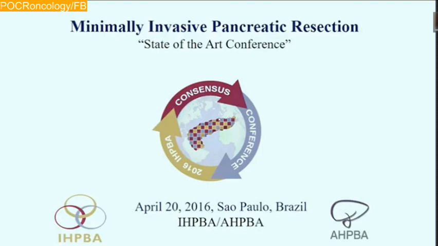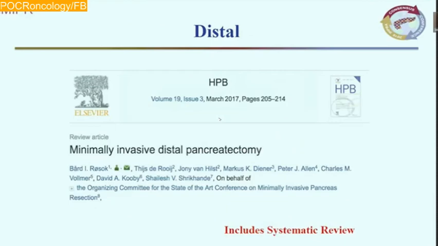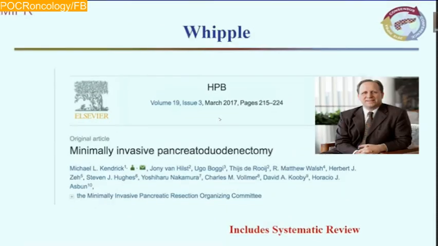So this is the State of the Art conference from AHPBA last year. They discussed this issue extensively. You can see the number of publications has increased over the years. Still a limited number, 150 publications per year, but there is more and more adoption of these procedures, especially for distal pancreatic tumors. What we have comes from single series. We don't have any prospective randomized trials.